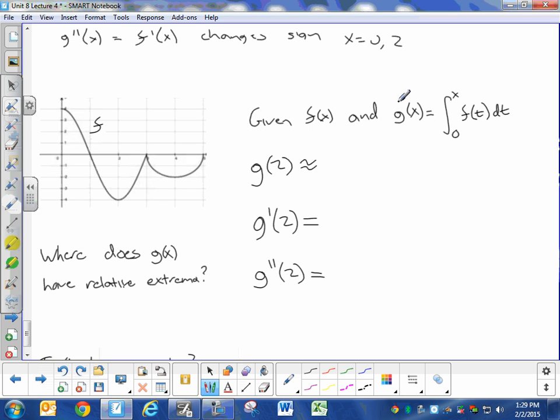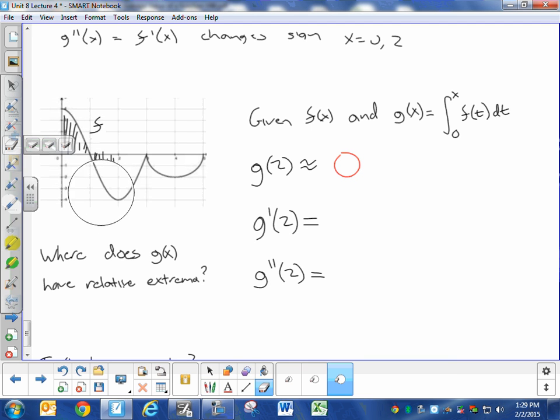Here's F. We're told G is the area from 0 to X. Now this number does matter for the first guy, G of 2. We're going from 0 to 2. So that's the area here plus the area here. It appears that this is 0. Don't have to calculate it. I can kind of visually inspect.